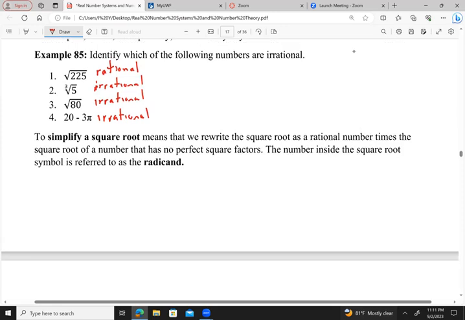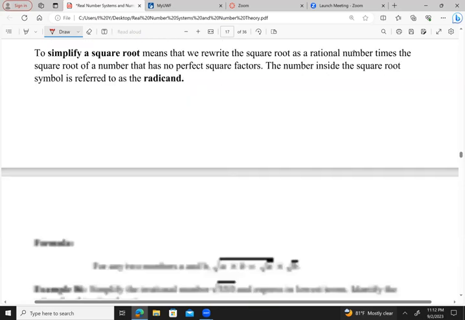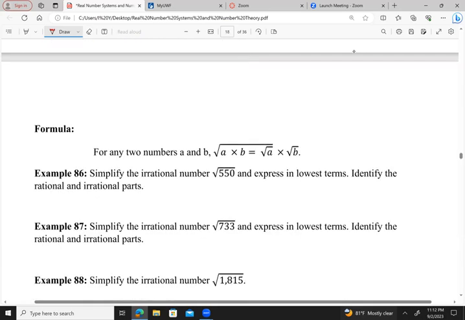To simplify a square root means that we rewrite the square root as a rational number times the square root of a number that has no perfect square factors. The number inside the square root symbol is referred to as the radicand. So for any two numbers, a and b, the square root of a times b is equal to the square root of a times the square root of b.